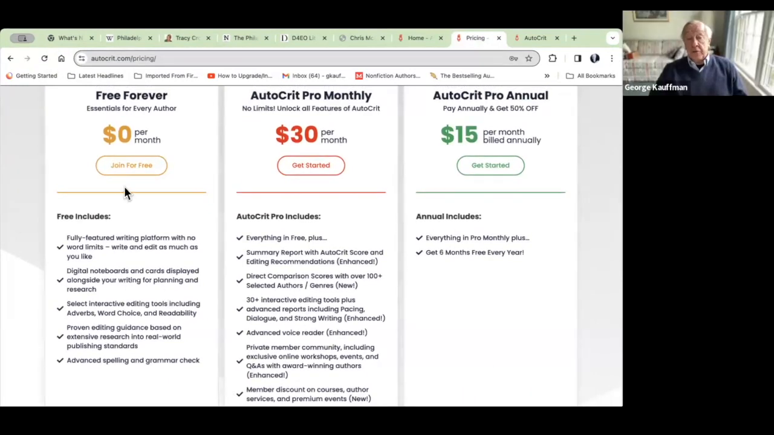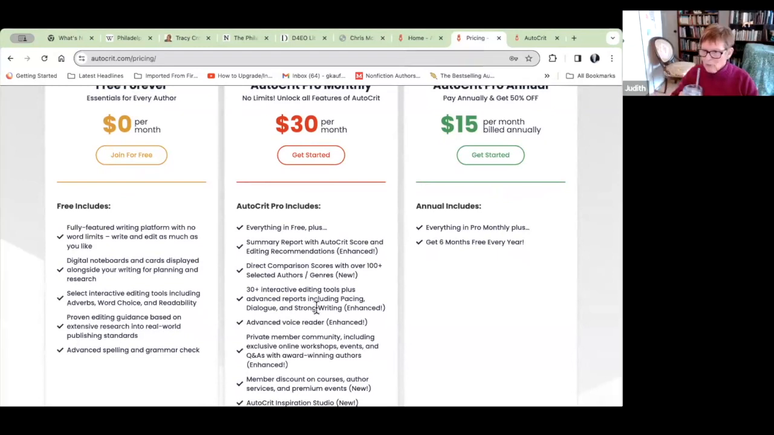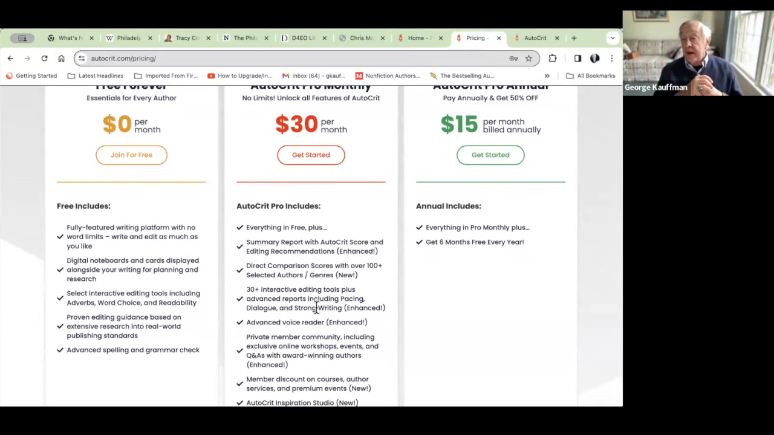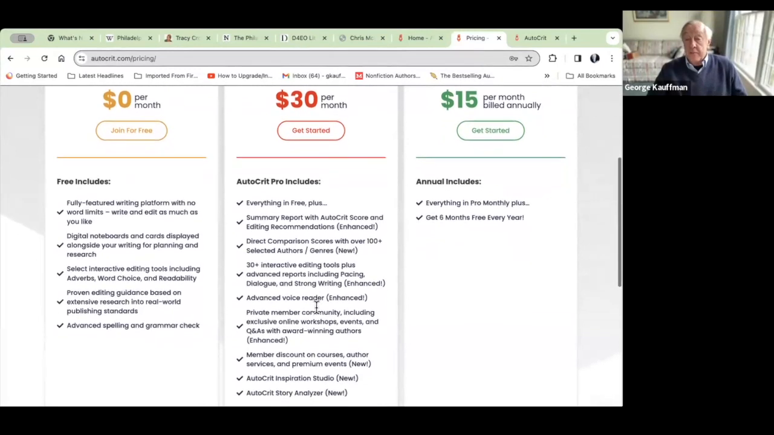So it's got free forever for $0 a month, and it's a full feature writing platform, digital note cards, and some other things. AutoCrit Pro, I signed up for it, and it's $30 a month. And I thought, well, somewhere I saw if you cancel in 60 days, you get your money back. Doesn't show here, but I saw it. But then I saw the other one, $15 a month if you pay it annually. So I went and paid $180 and got it. And maybe I'll cancel it, but I think I'm going to keep it.